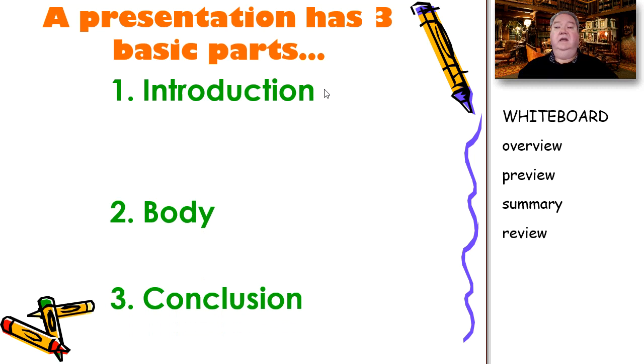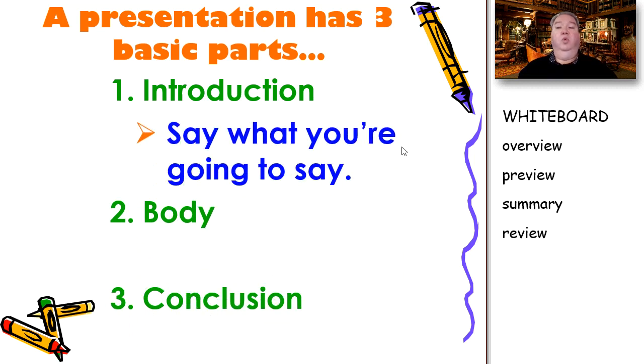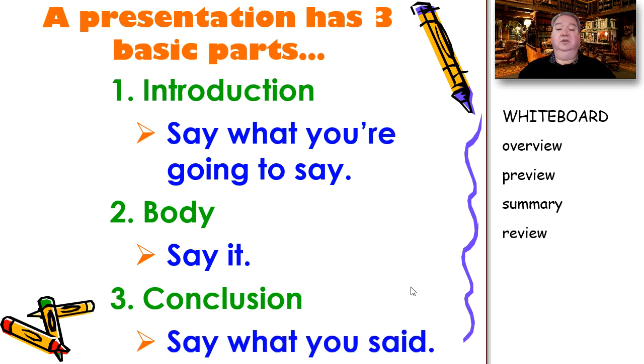In the introduction, you want to say what you're going to say. That is this overview or preview. You tell the audience what you're going to say. Then in the body of the presentation, you say it. In the conclusion, you want to summarize or review that, so you say what you said. So notice here, say what you're going to say, that's future tense. You haven't done it yet. This is the introduction. Then you say it, and then in the conclusion, you say what you said. You review it or summarize it. So these are the 3 basic parts.